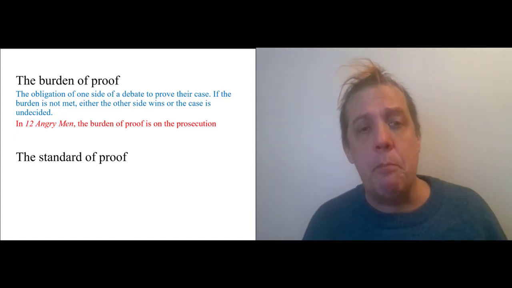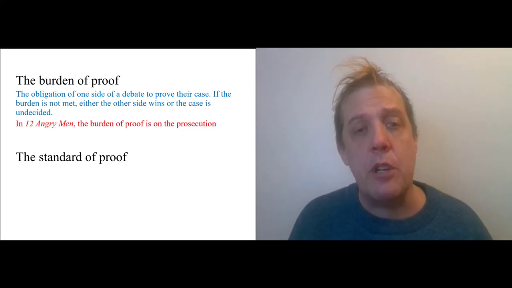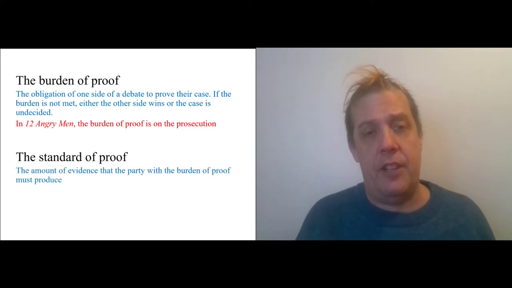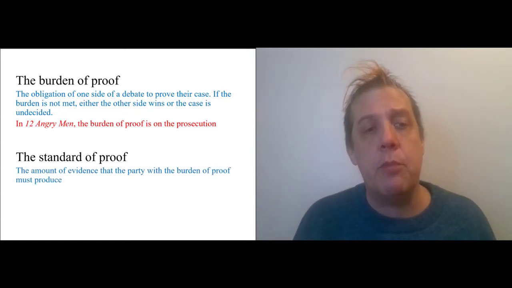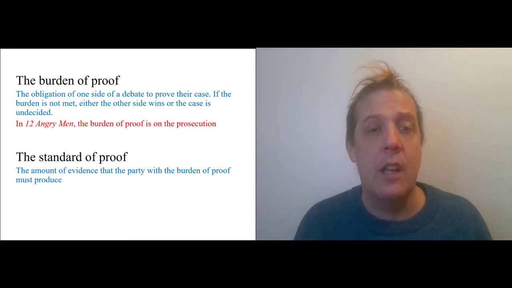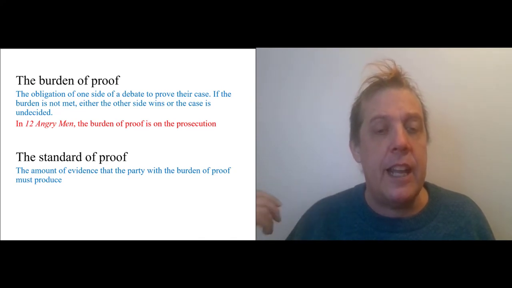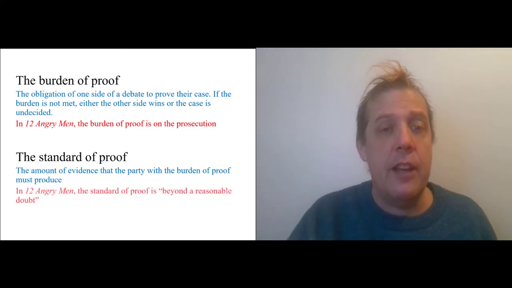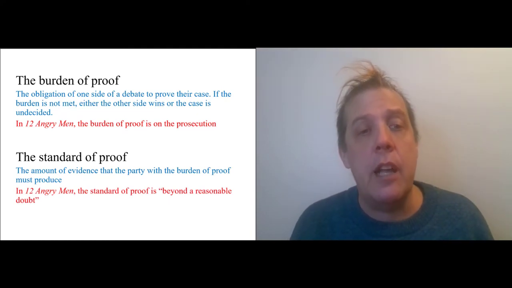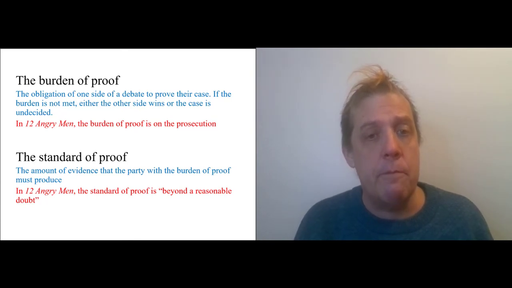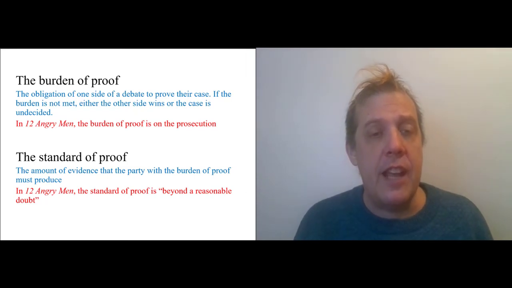So we need to talk about the burden of proof. In a criminal case, the burden of proof is on the prosecution. The standard of proof is the amount of evidence that the people with the burden of proof must produce. And again, this is a straightforward idea in a criminal case because the standard of proof is beyond a reasonable doubt. Right? And that is, again, a long-established part of American law. The burden of proof is on the prosecution, and the standard of proof is beyond a reasonable doubt.